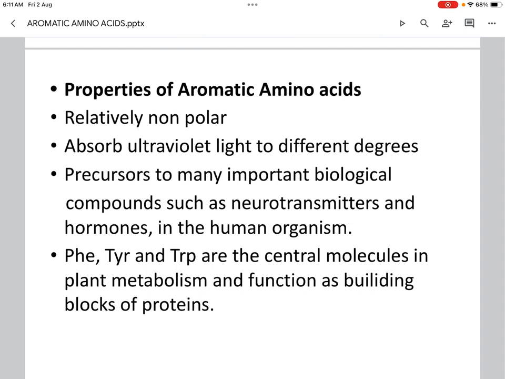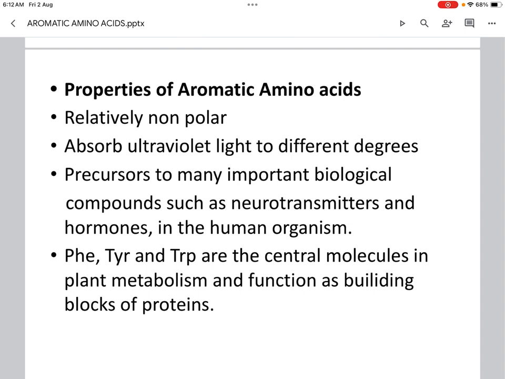Next, these aromatic amino acids absorb ultraviolet light to different degrees. So we have tyrosine, tryptophan and phenylalanine, and histidine also as an aromatic amino acid. From these amino acids, tyrosine and tryptophan absorb more than phenylalanine does, and tryptophan is the most responsible for the absorbance of UV light by protein.